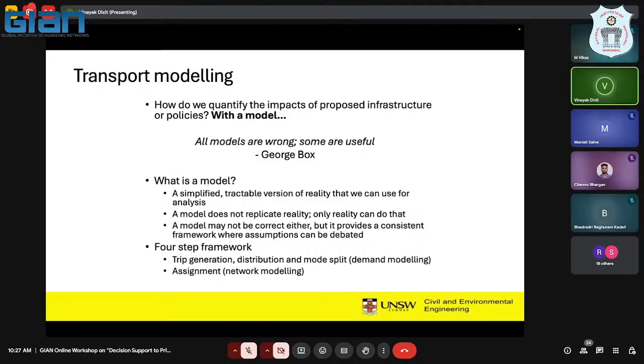So in transport modeling, and we discussed this in the first lecture as well, the whole purpose of all of these models is to evaluate performance indicators. So you have to go with the humility that all models are wrong, right? And some are useful. This statement was made by George Box.